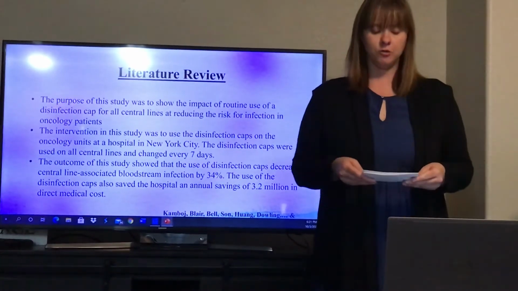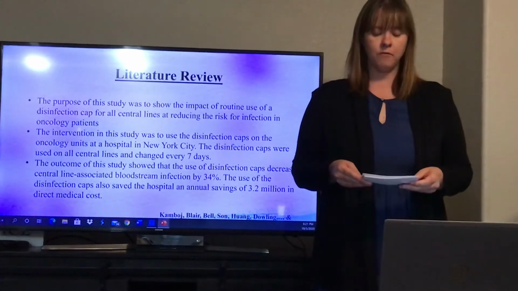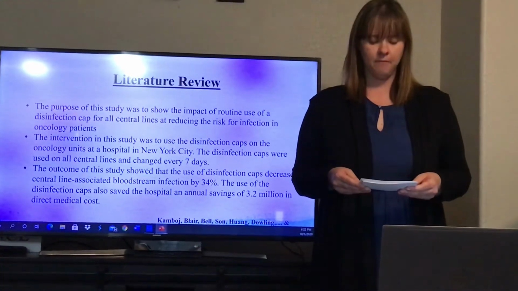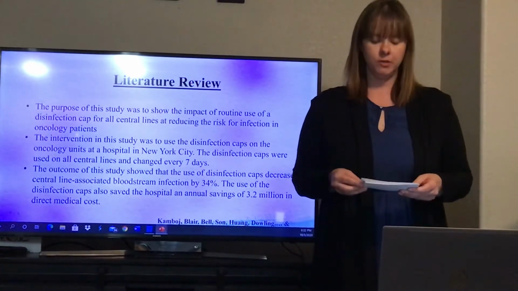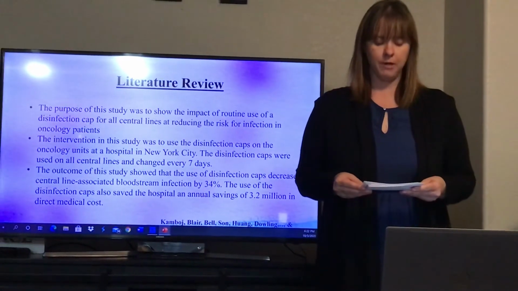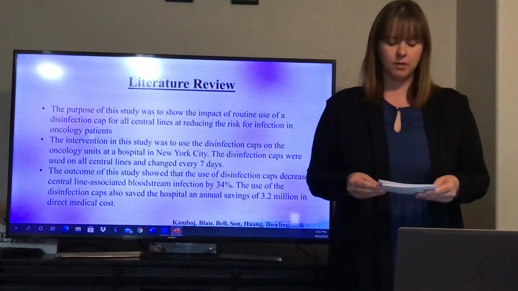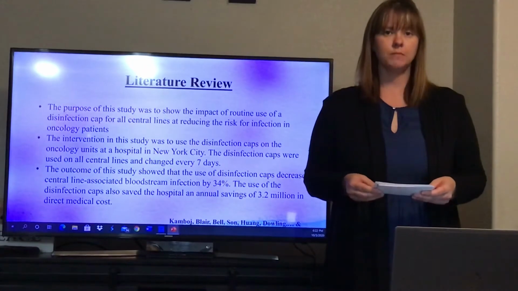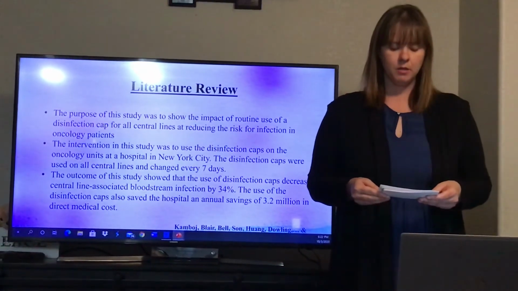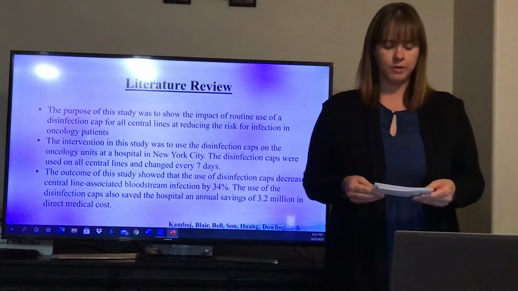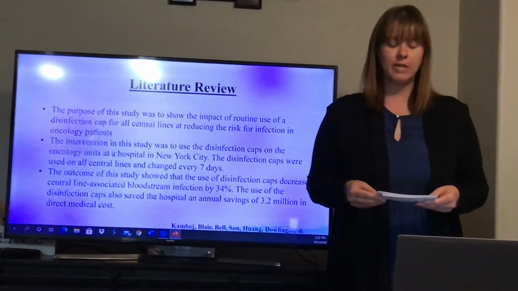The second literature review showed the impact of routine use of a disinfectant cap for all central lines at reducing the risk for infection in oncology patients. The study was conducted on an oncology unit in a hospital in New York City. The disinfectant caps were used on all central lines and changed every 7 days.